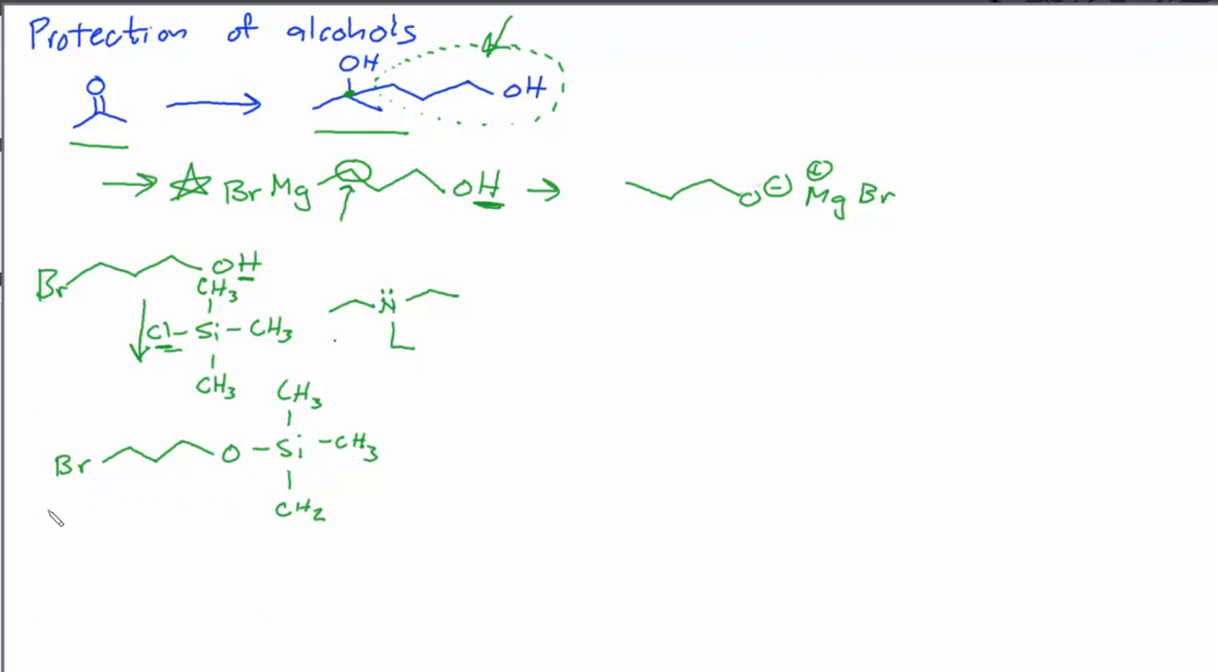We can abbreviate this as bromine, OTMS, trimethylsilane. And so this molecule has no acidic hydrogen. The OH is not there, it's protected, it's masked. It's not going to react if we turn this into a Grignard.